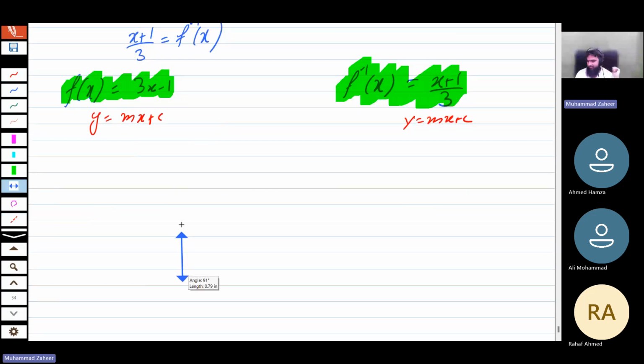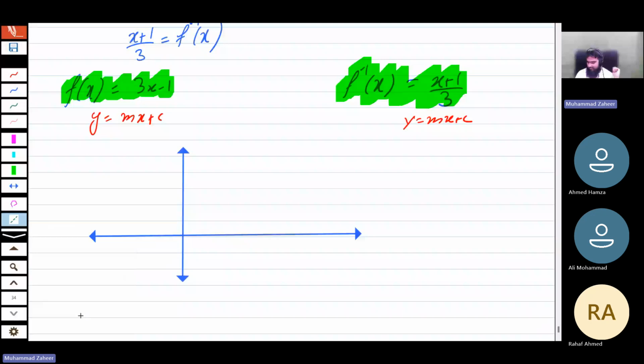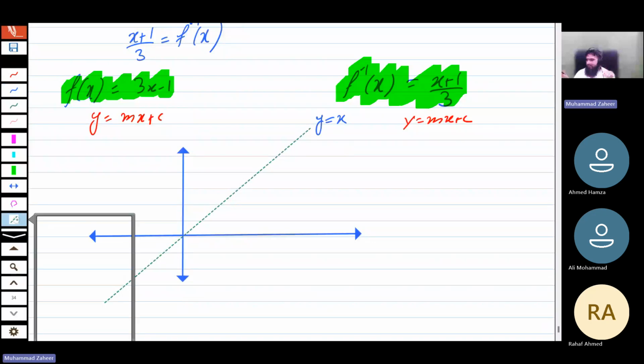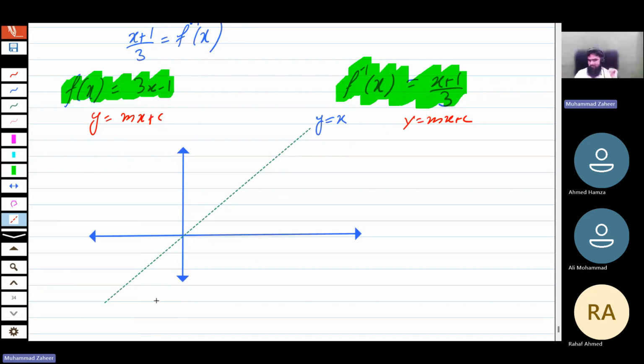If I draw the coordinates, there is a line here that will be y is equal to x. All right. I'm not sure exactly, but I'm pretty sure the graph of this one is going to look like this: if one line is here, the second line is going to be here.